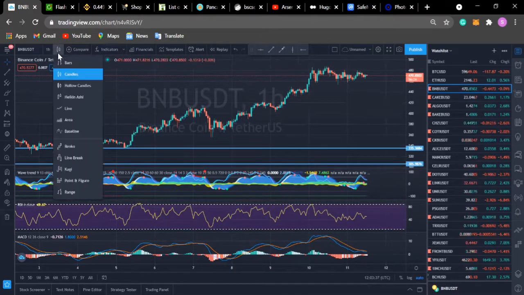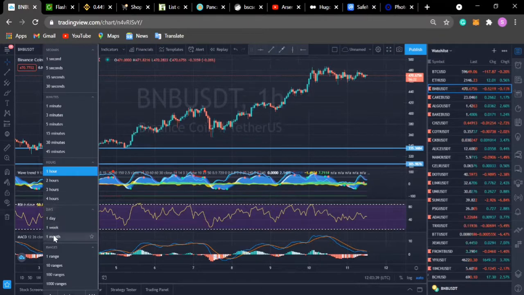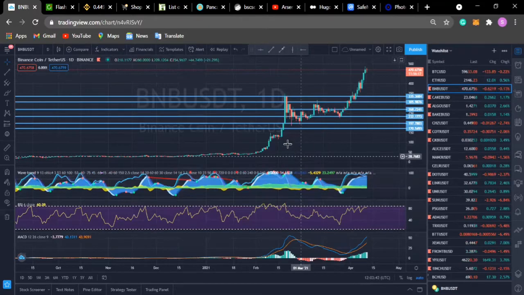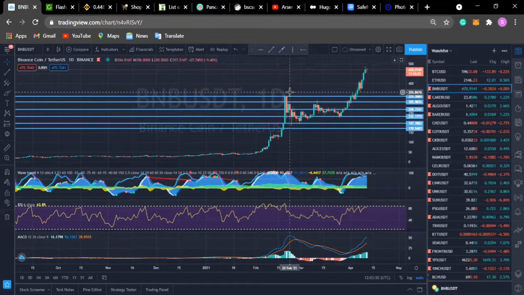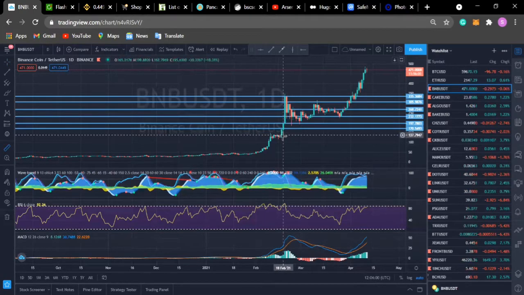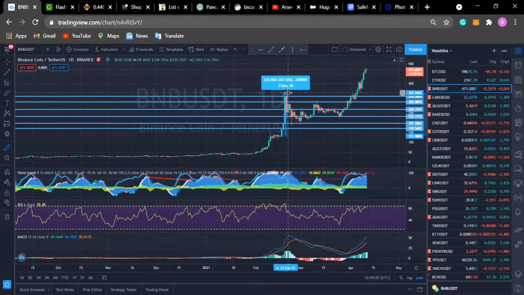Let me just show you something on the daily. Now, look at how BNB in 3 days bought from here, 1, 2, 3. Although it went up, it went up really, really high. That was like how many percent? Let me check. Went from here to here, 167%. That was really, really high.